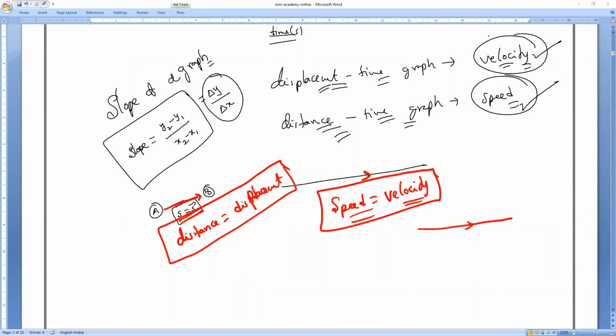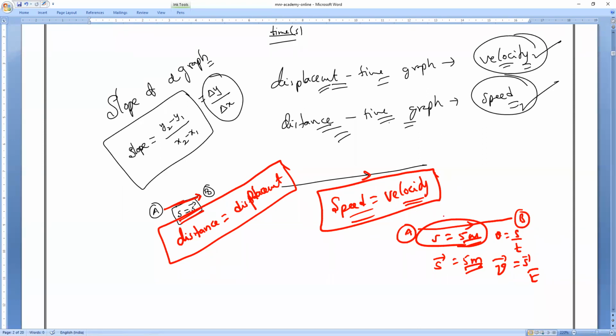In this case, suppose I say distance is 5 meters. The body is at the initial point and it reaches the final point. Distance is equal to 5 meters. What is the displacement? Displacement is also 5 meters. Then distance is equal to displacement, so distance will give you what? Speed. And displacement will give you what? Velocity. Do you understand?